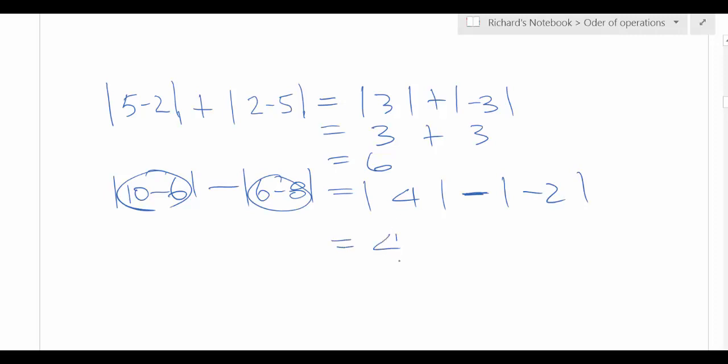Well, the absolute value of 4 is 4. Then there's a minus sign. And the absolute value of negative 2 is 2. Negative 2 is 2 units away from 0. 4 minus 2 is 2.